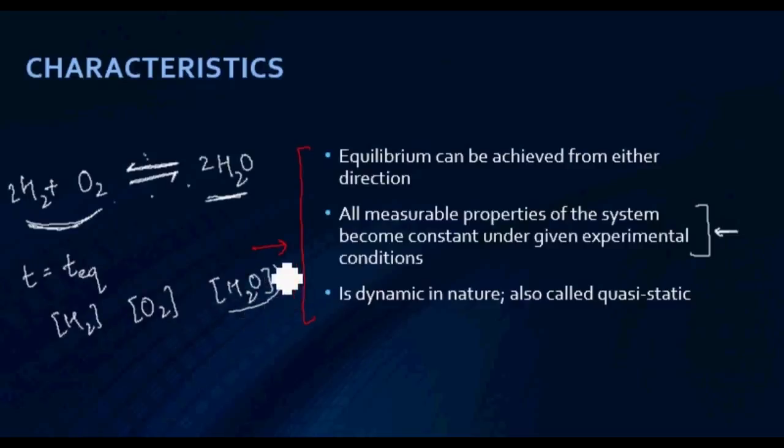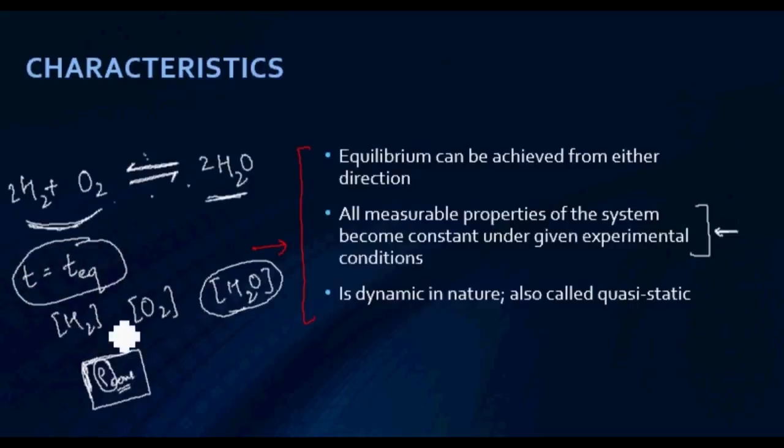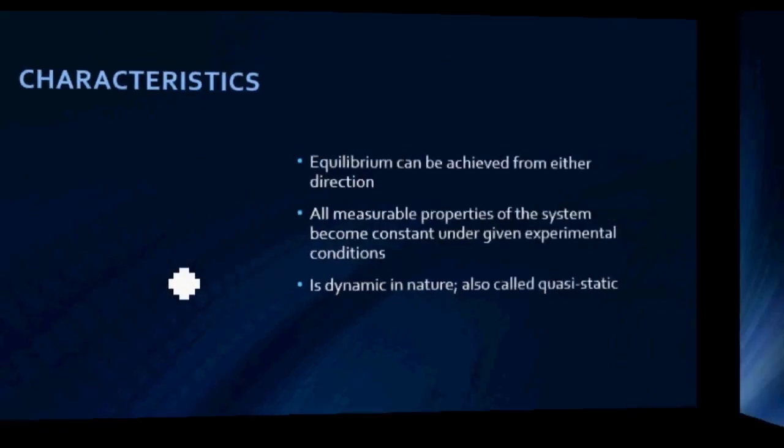Similarly, if I measure the density of my system, that inside my container I have a mixture of three gases, H2, O2 and H2O, so I can measure the density of this mixture of gases, rho. This density will have a constant value and it will not change with time anymore once the equilibrium is established. Up till the point equilibrium was not established, the density and the concentrations kept on changing with time. But once TEQ has been reached, there will not be any more changes in such physical properties of the system. Last point, the dynamic nature of equilibrium, let's analyze that in greater detail.